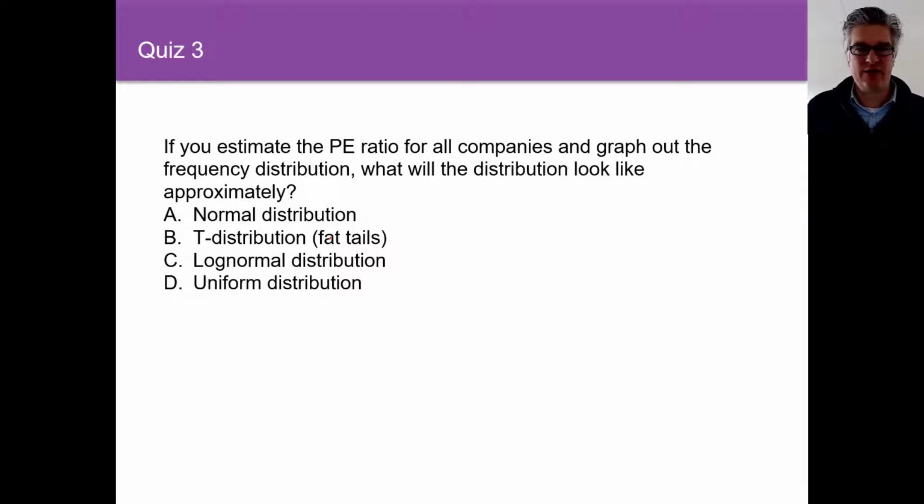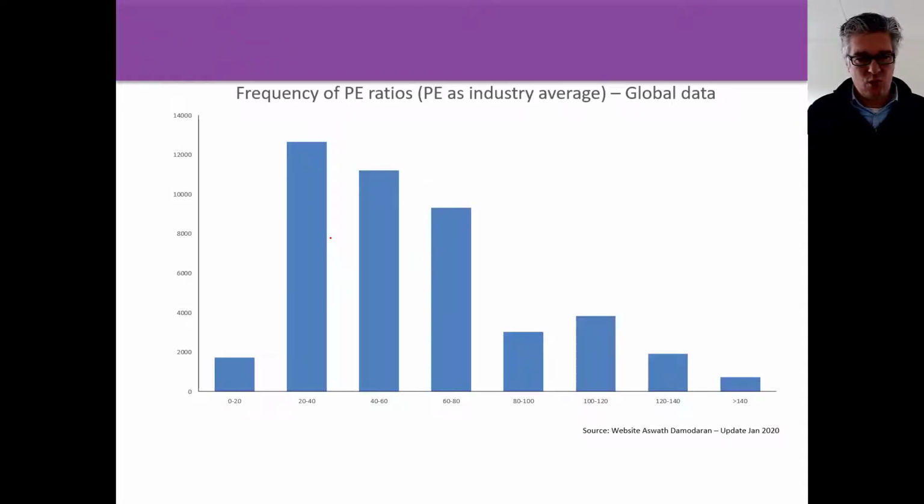If you start estimating that for all companies and graph out the frequency distribution, what will this distribution look like approximately? And think about it. That's going to be a log normal distribution. So why is that? For instance, here I took some data for the frequency of PE ratios, so the PE as an industry average. What I did here was look at industry average PEs and then take for each of these PEs the number of firms in that industry, and then make a histogram out of that. And what you see here is pretty much a log normal type of distribution, right?